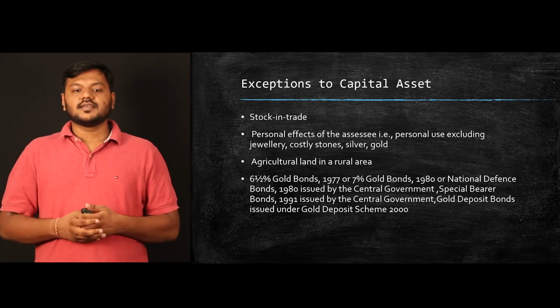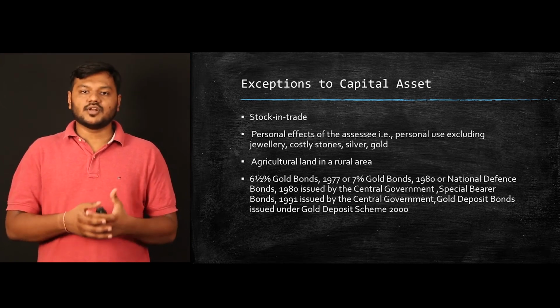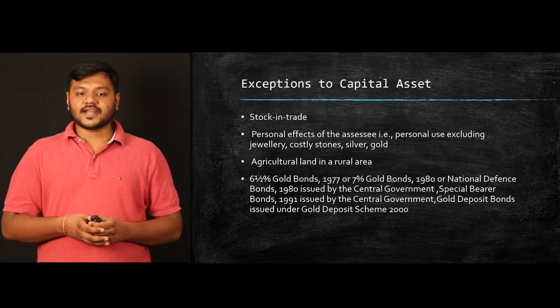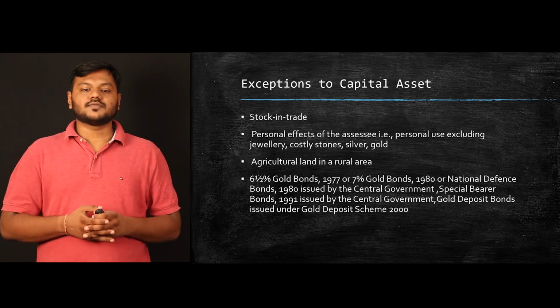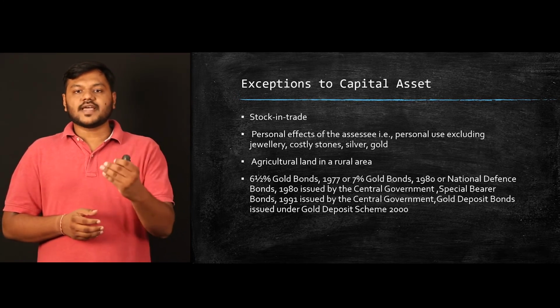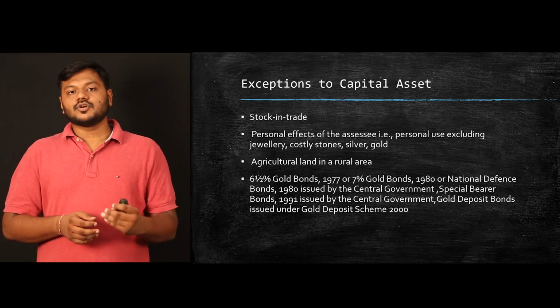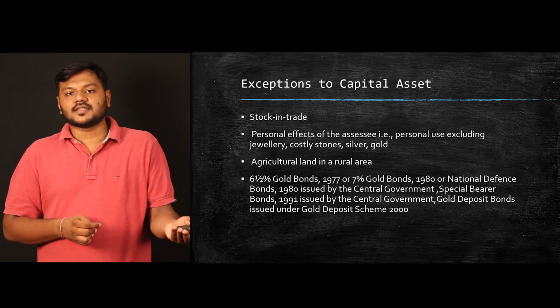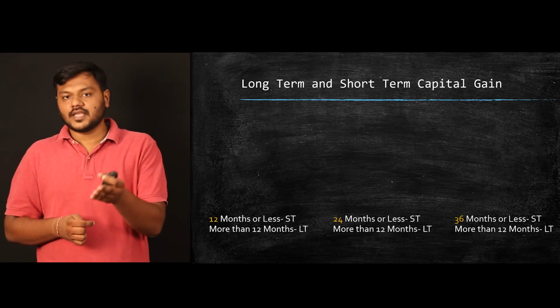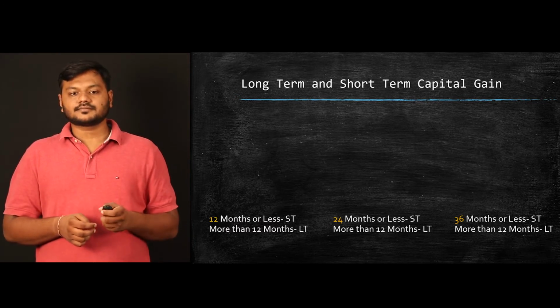The third one is any agricultural land in a rural area. And the fourth one is that there are certain bonds prescribed by the government, so those bonds will not be part of capital assets as well. So for all the exceptions given, even though you are selling that asset in the previous year, it will not be part of your capital asset, and hence no capital gain would be charged on the same.